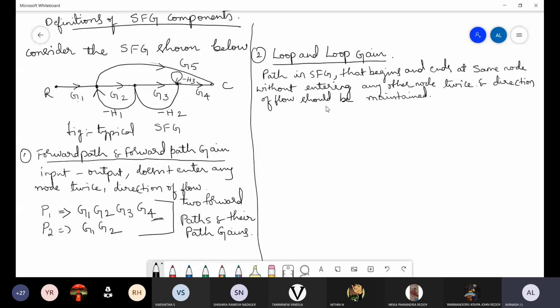That means what? See, I cannot take however I want. So direction of flow should be there. Okay, it is considered as a path also, but it has to start from and end at the same node. But when it is traveling, when it is taking any path, any other node apart from the originating node is not supposed to be traveled twice. That is the concept here. So now in the given signal flow graph, any loops are there? I'll give you 1 minute of time. Find out how many loops are there.